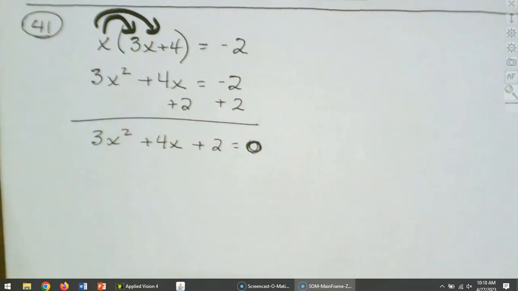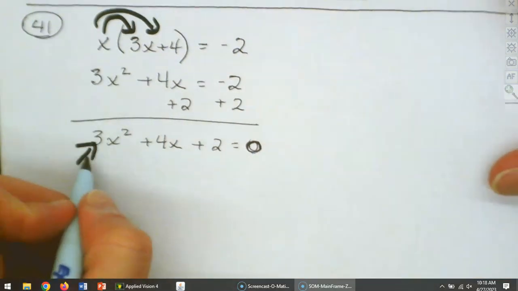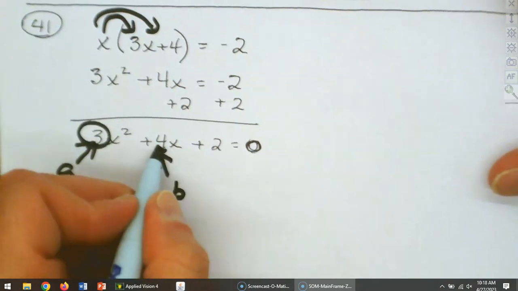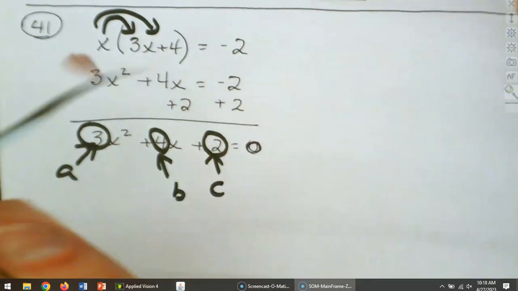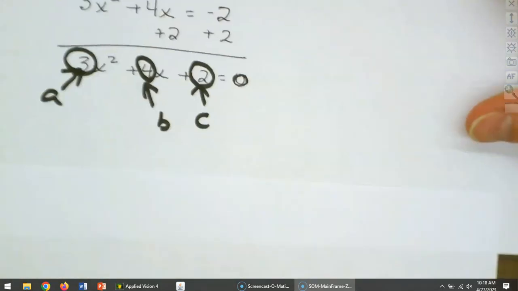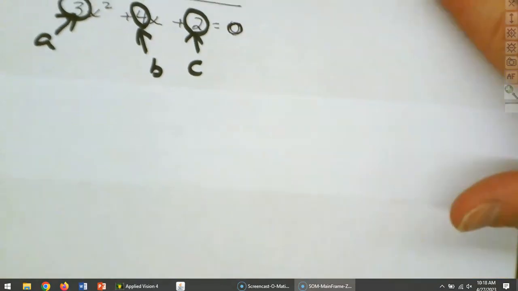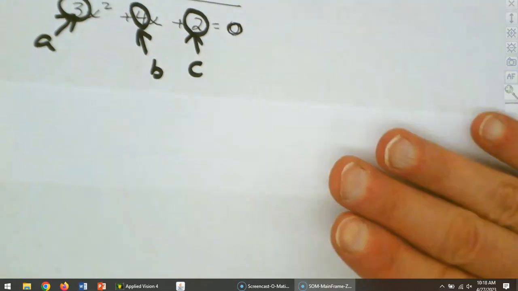Okay. Now, what are we going to do from here? Well, from here, it's set to 0. It's in the correct order. So this is your A. This is your B. This is going to be your C. Write up our formula, and plug the values in. This one, though, is going to give us an imaginary number. We're going to get an I.